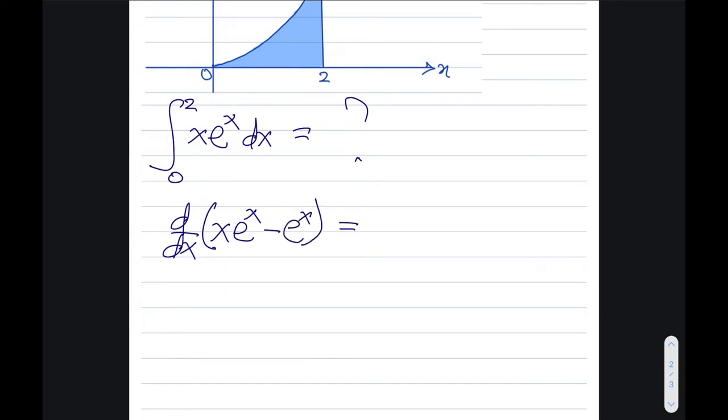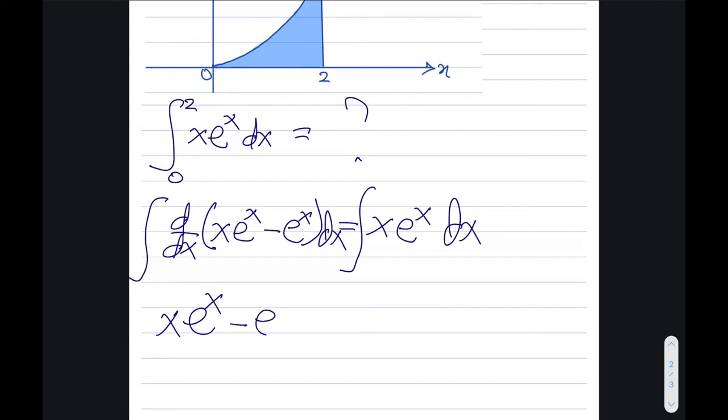x e^x minus e^x gives us what we have here. Right. Now, what this means is that should we differentiate what is here, we get this. Now, the reverse is also true. That is, should we integrate what is here, this is what we should get. So that is exactly what we would do. We will integrate both sides, okay? Now, when that happens, this side, the left-hand side, gives us x e^x minus e^x.